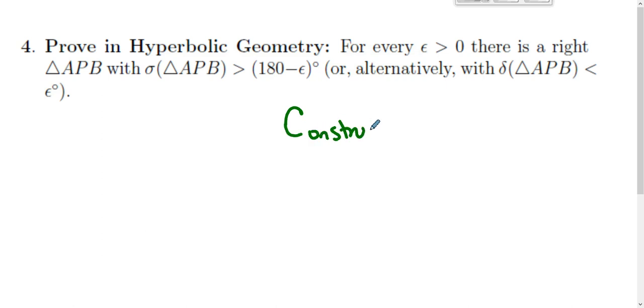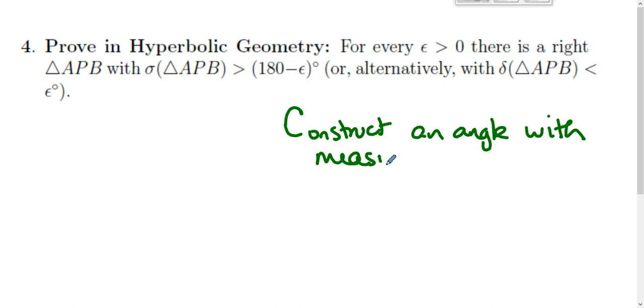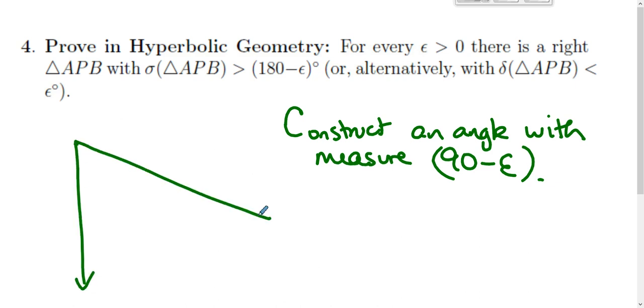we construct an angle with measure 90 minus epsilon. Just think about it. Epsilon's a teeny tiny positive number. So think about a teeny tiny positive number, and then subtract that number from 90, and then make an angle that has that measure. Okay, so this has measure 90 minus epsilon.